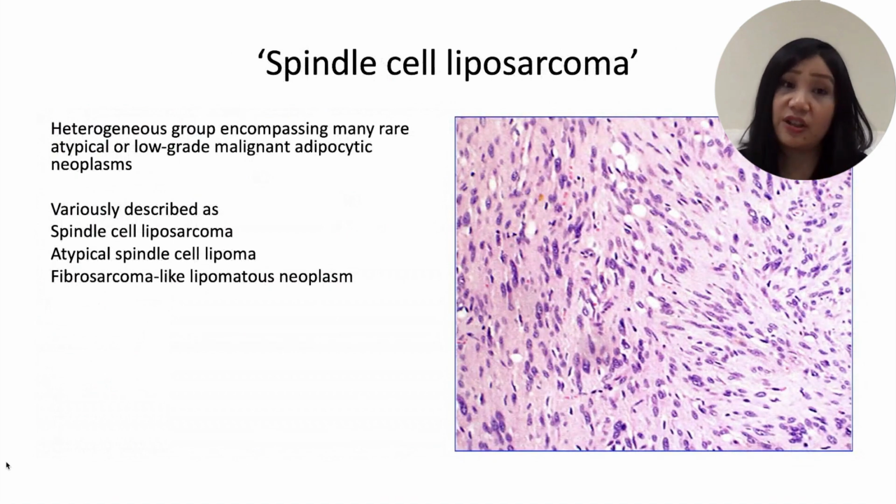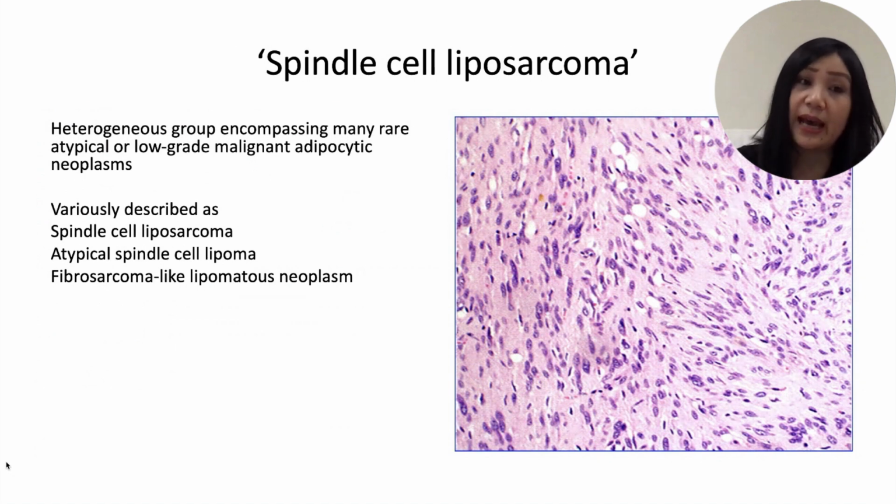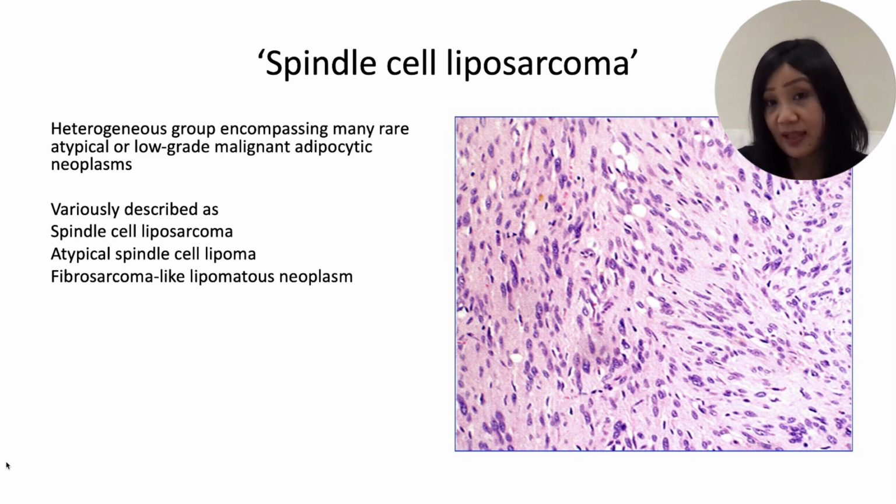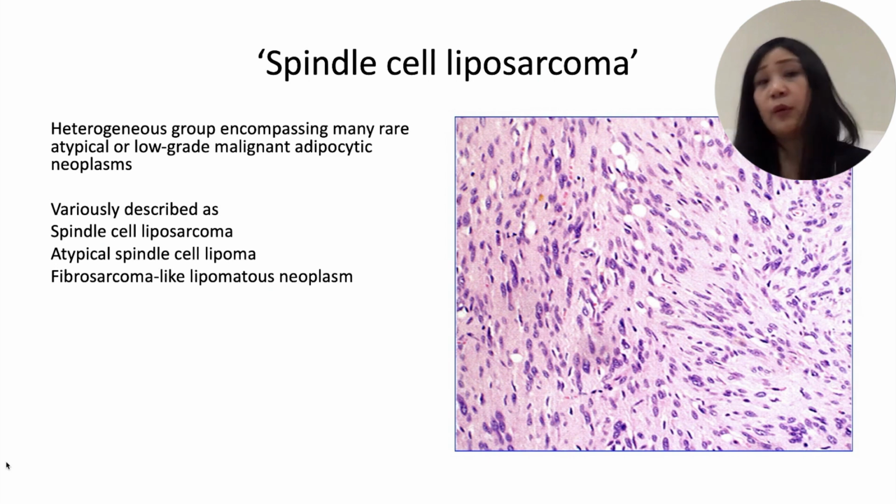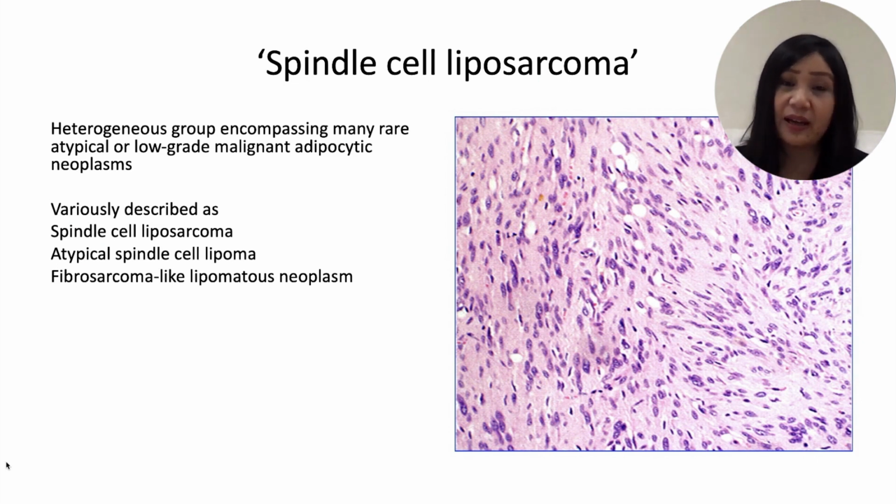That ties in to the entity known as spindle cell liposarcoma, which various authors have described as spindle cell liposarcoma, atypical spindle cell lipoma, and fibrosarcoma-like lipomatous neoplasm. And these have always referred to adipocytic tumours with some morphology resembling spindle cell or pleomorphic lipoma, with a variable spindle cell component showing variable atypia, and variable numbers of lipoblasts.